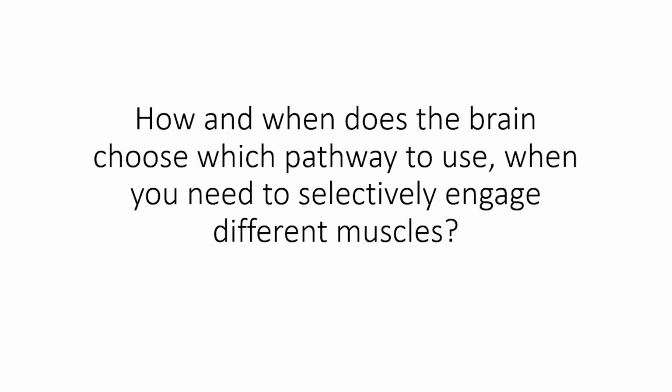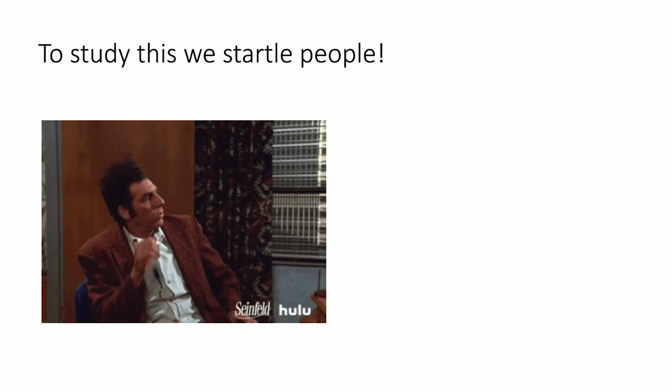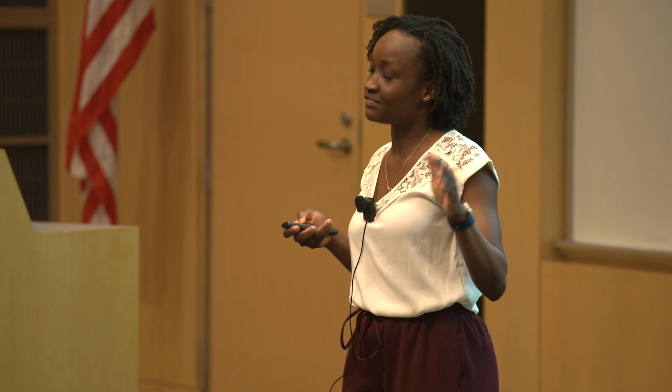And so then this begs the question, when and how does the brain selectively engage one pathway over the other when you want to selectively use one pathway and selectively use different muscles? And so to study this, what we do is to startle people. Now, we do this because the startling response has been recognized to be facilitated via the non-specific pathways.